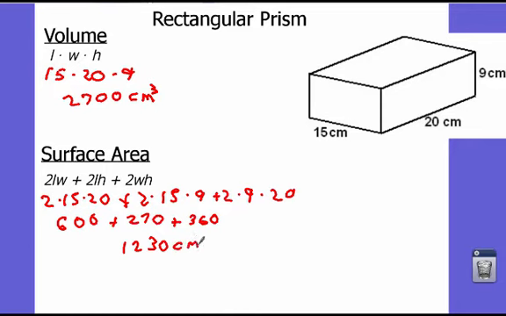centimeters squared. For area, we're always going to be using square units. It's important when you're doing volume and surface area that you keep the difference. Cubed units for volume and square units for surface area. Always, always, always. So there we go. We found the volume and the surface area of a rectangular prism.